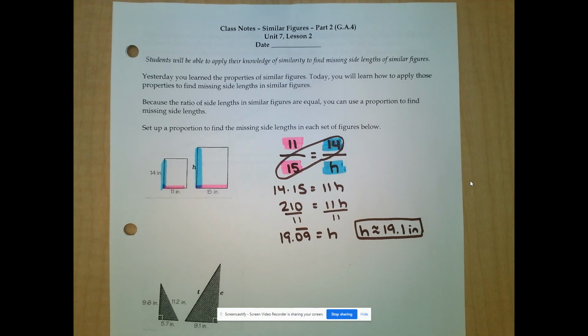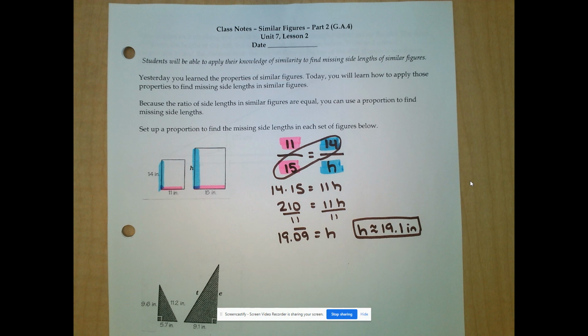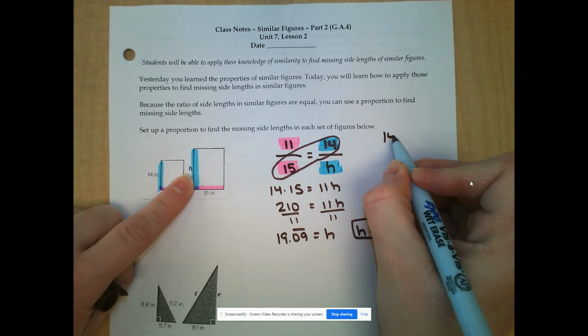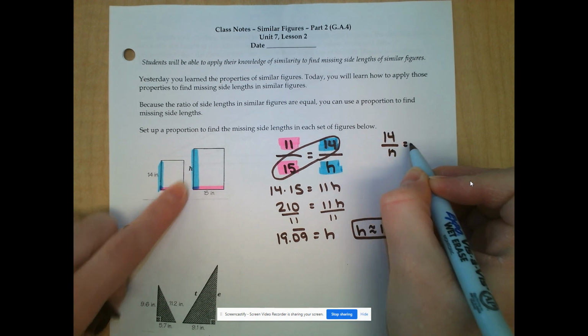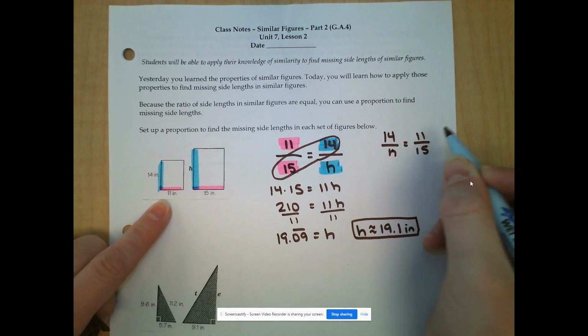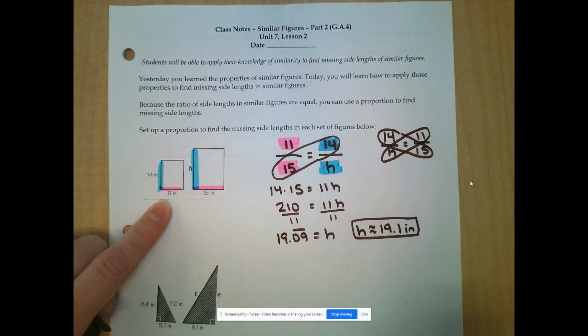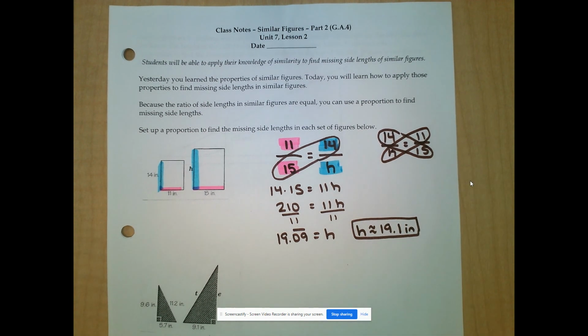If you decided, however, that you were going to label yours in a different order, it still might work just fine. So let's say, for example, you wanted to compare the 14 to the H first, and you did 14 over H, and then you did the 11 to 15 second. You'd still be doing 14 times 15 equals 11 times H, and you would still get the same missing side.